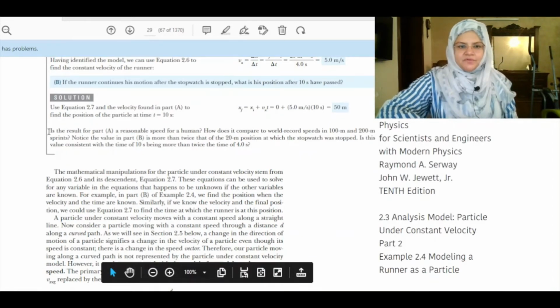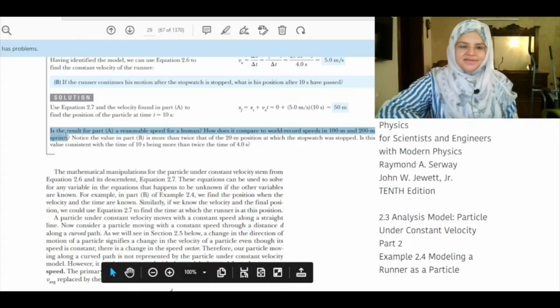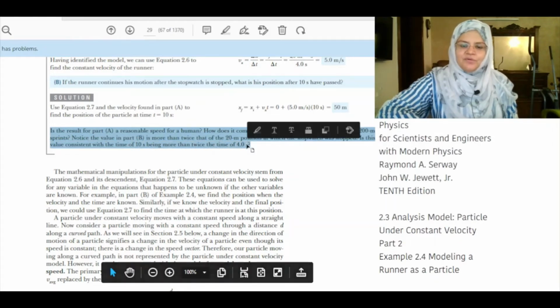Is the result for part A a reasonable speed for a human? How does it compare to the world record speeds in the 100 meter and 200 meter sprints? Notice that the value in part B is more than twice the 20 meter position at which the stopwatch was stopped. Is this value consistent with the time of 10 seconds being more than twice the time of 4 seconds?